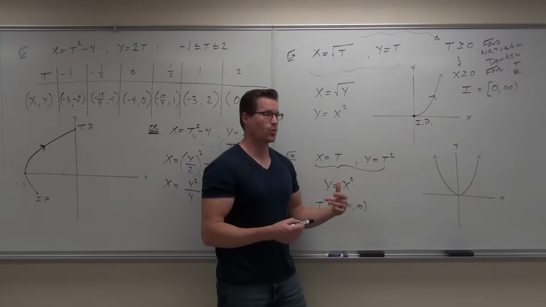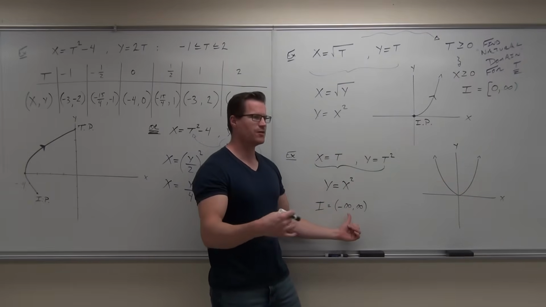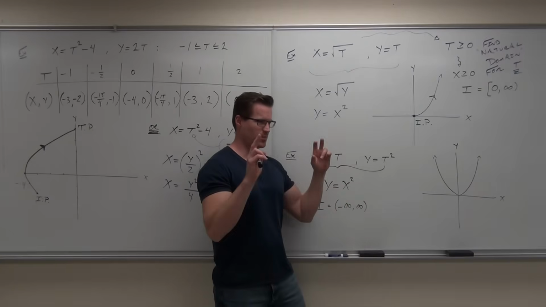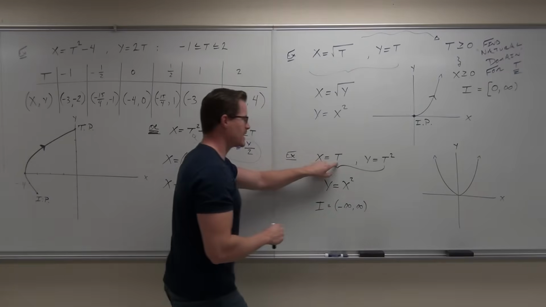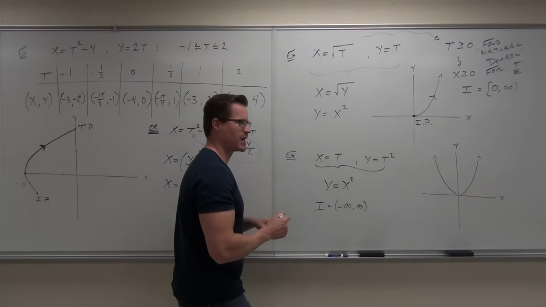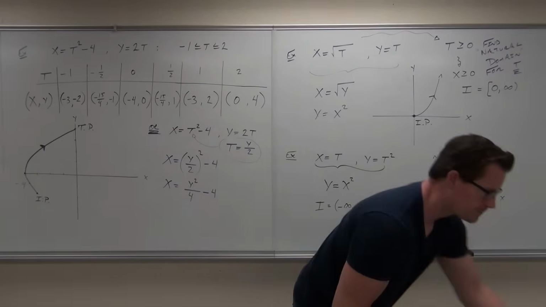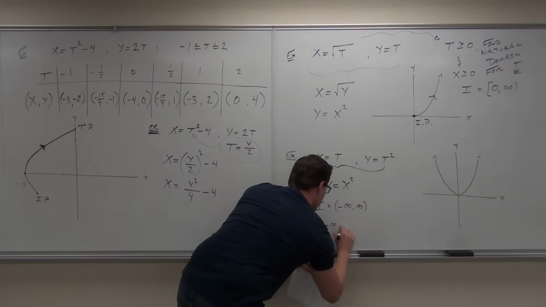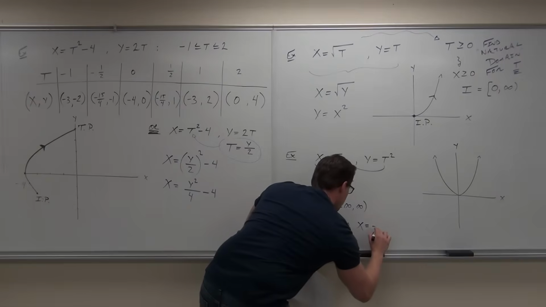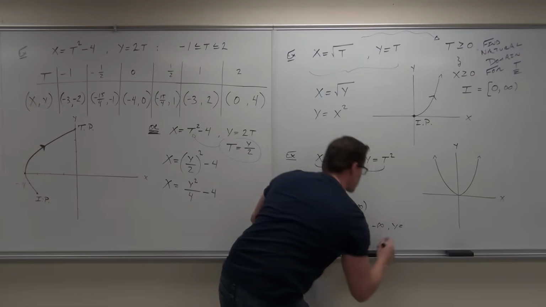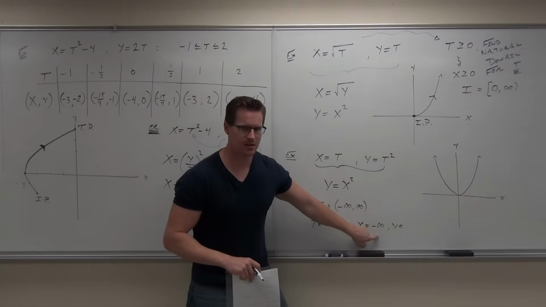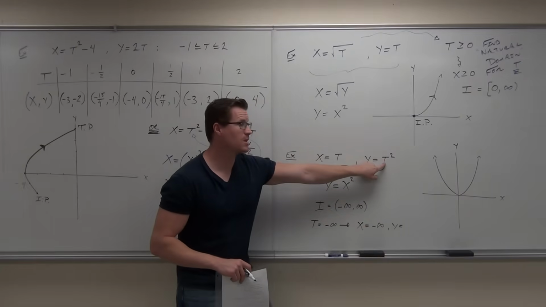Now, here's what you do to find out where it starts. Just take your negative infinity. It's weird to think about it, but take your negative infinity and plug it in. So if I plug in negative infinity for my t, how much is my x? Negative infinity. So t equals negative infinity implies that x equals negative infinity and y equals... If I plug in negative infinity, x is negative infinity. Do you guys get that? Yes. If I plug in negative infinity here, y is what? Positive infinity.